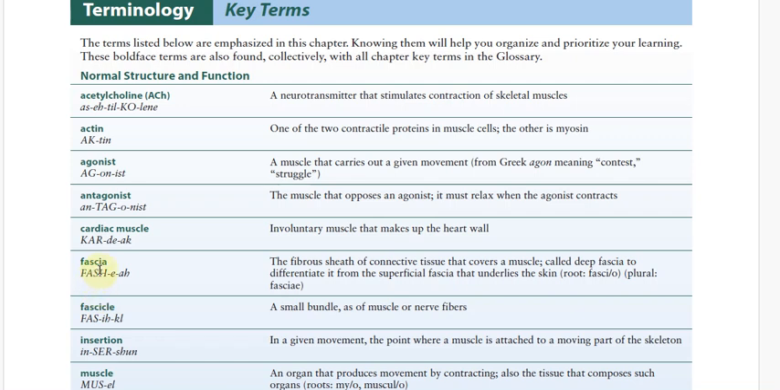And here is the word. The English pronunciation is fascia. The American pronunciation is fascia. Fascia, which is the fibrous sheath of connective tissue that covers a muscle.